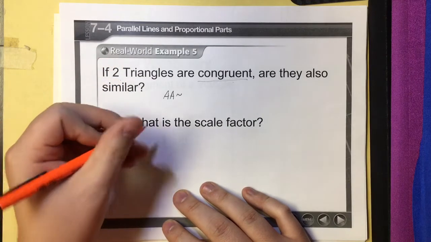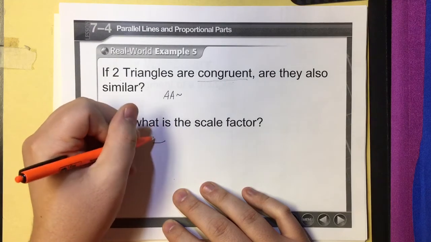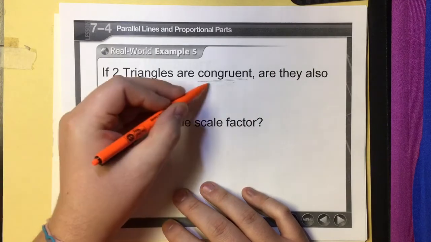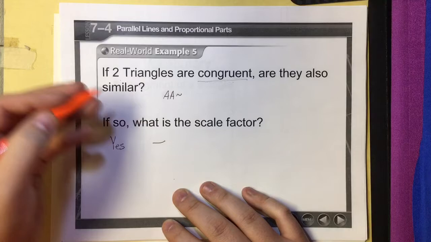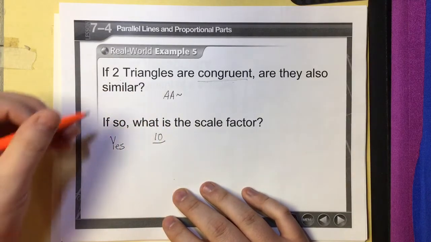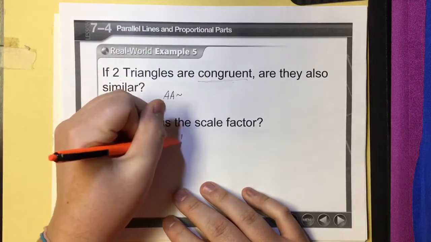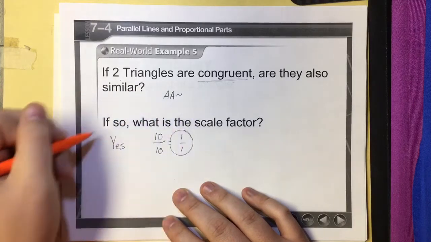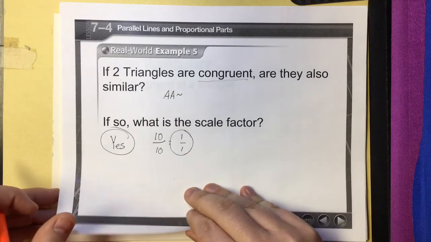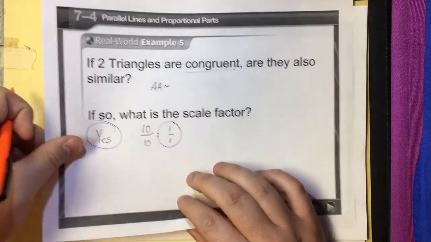Remember, to find the scale factor, we did the ratio of the side lengths of one triangle to the other triangle, and then we reduce that ratio down. Well, for congruent triangles, the side lengths have to be the same. So if one side was, let's say, 10, the corresponding side in the other one would have to be the exact same thing, or 10. So the scale factor for congruent triangles is always 1-to-1. So if triangles are congruent, they are also similar, and the scale factor would be 1-to-1. That was just a little extra review before we start in.